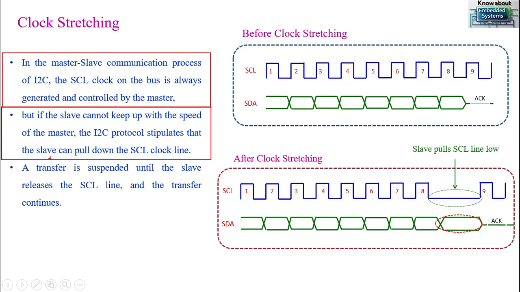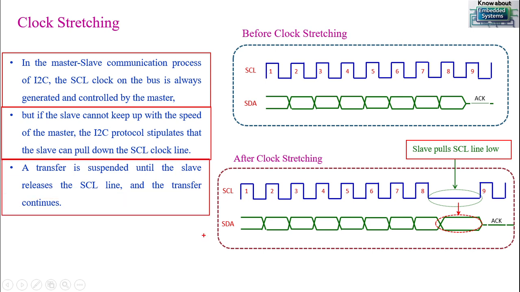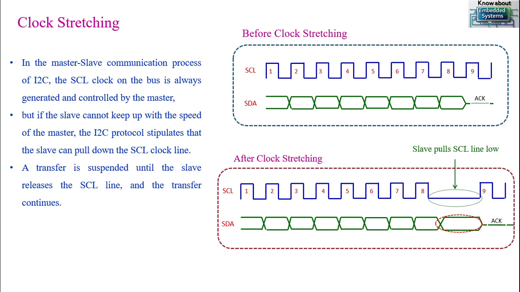the I2C protocol stipulates that the slave can pull the SCL clock line low. Since my slave is operating at lower speed, the slave can pull the SCL line low for a short duration of time, and during this the data transmission will be suspended. Here I have highlighted it: during this period the data will not transmit. This process is called clock stretching. I hope this is clear, and this is also an interview topic. In most interviews, you will get the question: what do you mean by clock stretching?